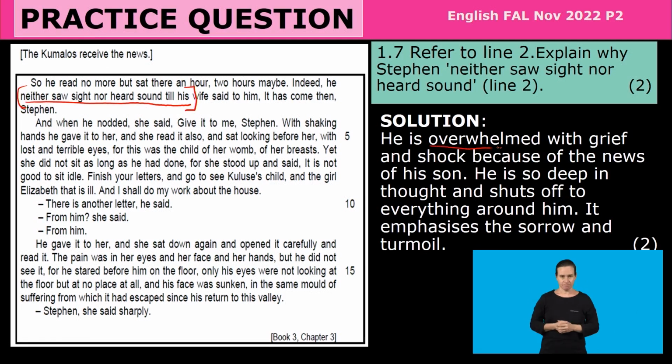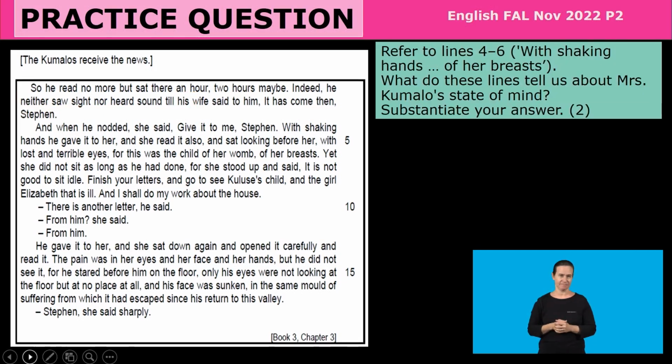Can you see that there's our emotive word coming through? And with the grief and a shock response because of the news of his son, he is so deep in thought that he shuts off, all right? So his senses seem to totally elude him, because he shuts off to everything that is happening around him because the news has become so overwhelming, all right? The turmoil and the sorrow is too overwhelming for him to handle what is happening around him.